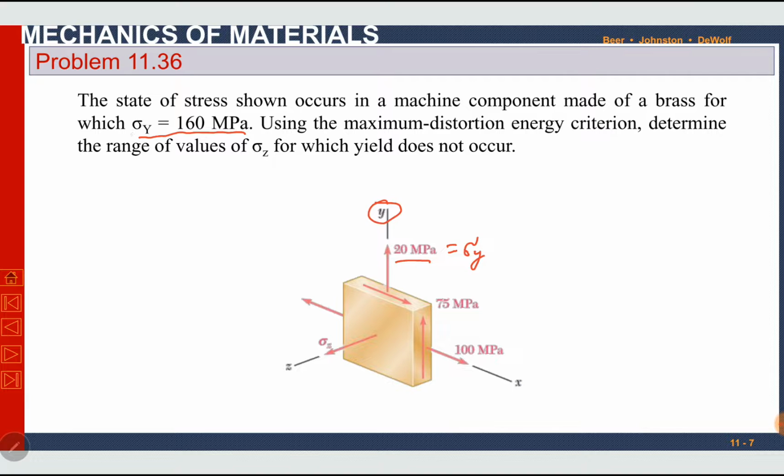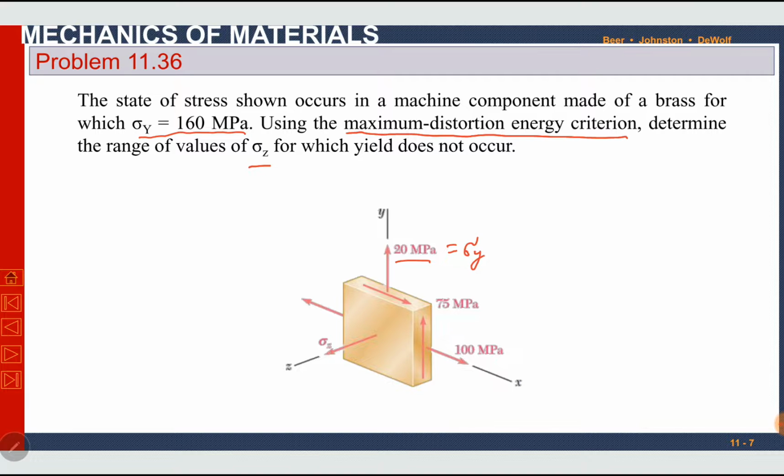This sigma capital Y is stress, yield stress. Using the maximum distortion energy criteria, von Mises criteria, which we have studied in chapter number 7 as well, and I discussed it with you in our theory, von Mises criteria, or maximum distortion energy criteria. Determine the range of values of sigma z for which yield does not occur.